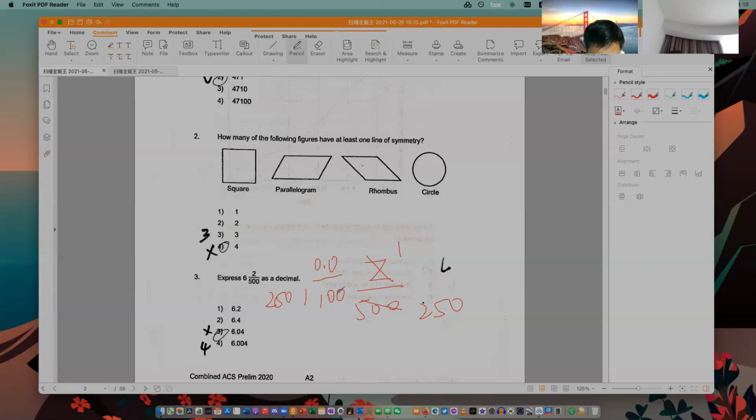So you still cannot divide. 100 divided by 250 is still, you still cannot divide. So you add one more 0. So basically you align it first. Okay. And then eventually you add another 0. Then you realize that you can put a 4 here. Okay. Then you get 1000. Right. So therefore this 2/500, or rather this 1/250 is equal to 0.004. And then you add with the 6 in front. Can you see here? So you will get 6.004.